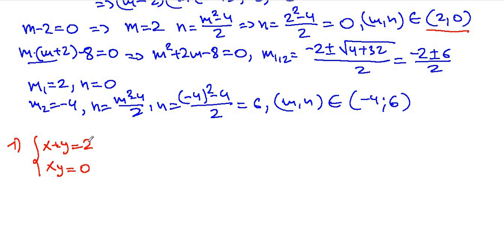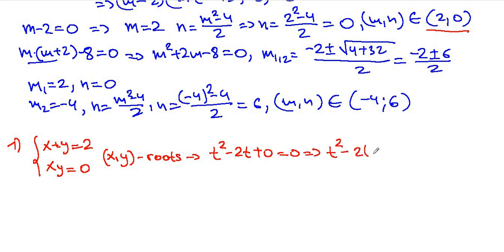So here let's solve immediately, and we can easily solve this system of equations using Vieta's theorem. So assuming that x and y are the roots of the quadratic equation, I will get the quadratic equation as t squared minus 2t plus 0 is equal to 0. So this is equivalent to t squared minus 2t is equal to 0. So here I can factor out t, and therefore t times t minus 2 is equal to 0, and the product is equal to 0, so I can equate each expression to 0. t is equal to 0 and t minus 2 is equal to 0. Here t is equal to 2.